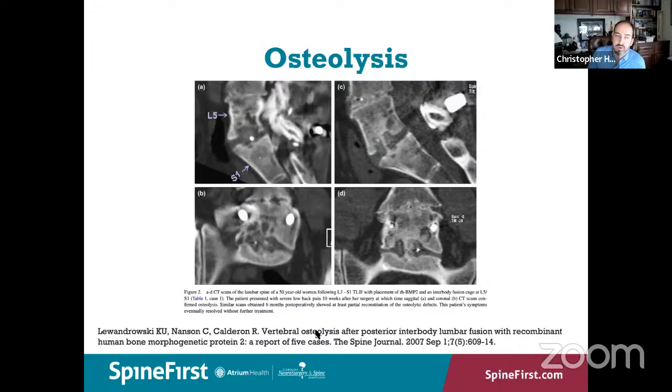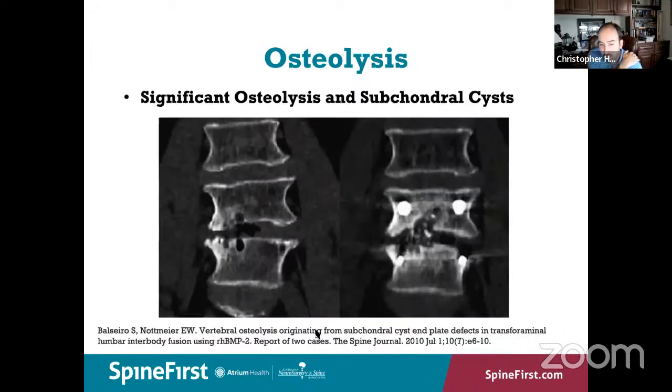In most of the reports around osteolysis of this nature, these patients require revision, often due to implant subsidence, a hardware failure, or an enlarging defect. Here's another paper by Nottmeyer looking at not only osteolysis, but the development of subchondral cysts within the end plate in transforaminal lumbar interbody fusion with BMP. And this was just a report of 2 cases that showed the development of these subchondral cysts with expansion following the use of BMP for transforaminal lumbar interbody fusion.